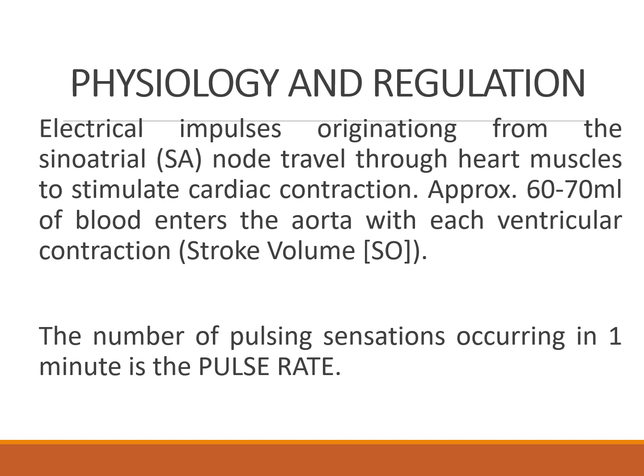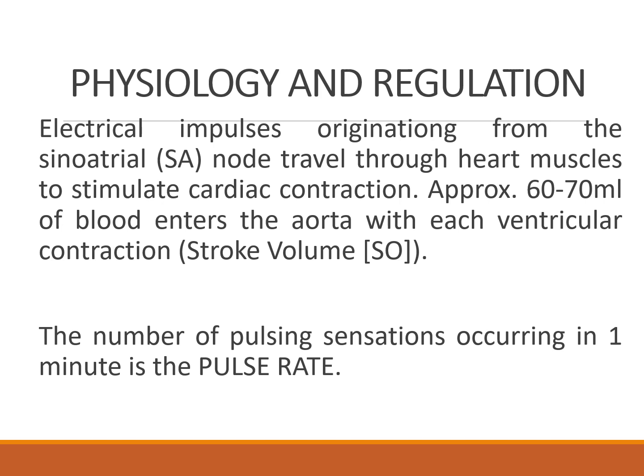So now we talk about the physiology and the regulation of the pulse. Electrical impulses originating from the sinoatrial node travel through heart muscles to stimulate cardiac contraction. Approximately 60 to 70 milliliters of blood enters the aorta with each ventricular contraction, or what we call the stroke volume. With each stroke volume ejection, the walls of the aorta distend, creating a pulse wave that travels rapidly towards the distal ends of the arteries.